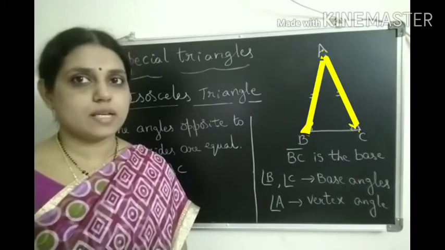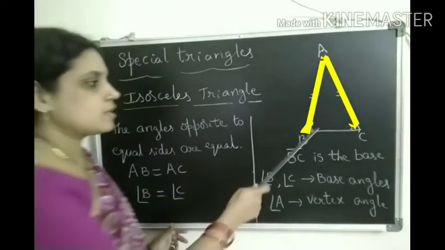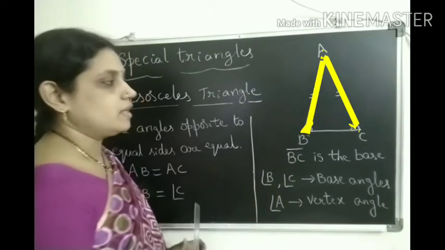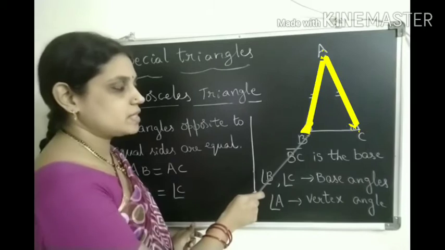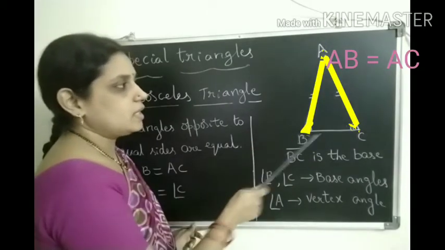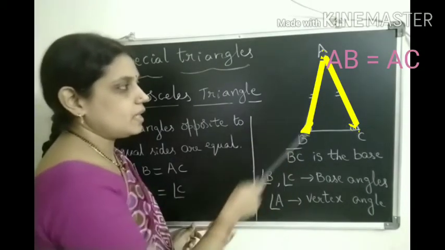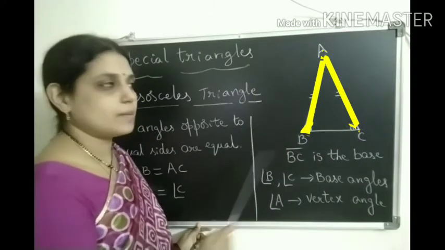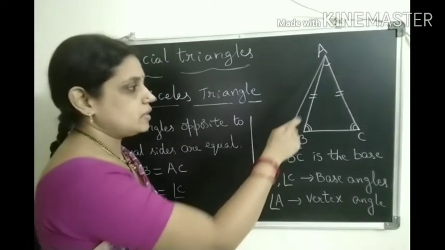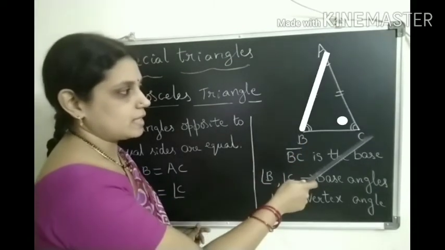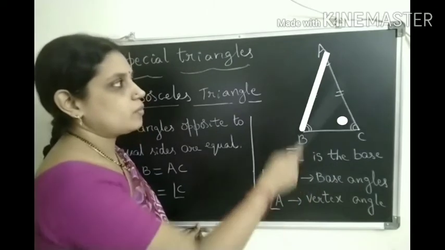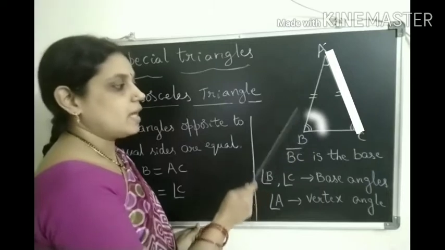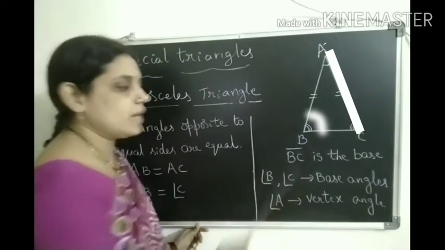Then which two angles are equal? The angles opposite to equal sides are equal. So here, what are the equal sides from this figure? AB equal to AC. AB and AC are equal sides. Then what are the opposite angles for them? The angle opposite to AB is angle C. The angle opposite to AC is angle B. That's why angle B is equal to angle C.